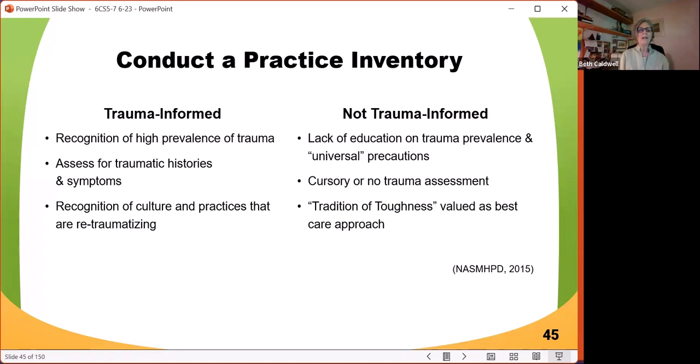And then this bottom one under trauma-informed care, what's trauma-informed? Their recognition of culture and practices that are re-traumatizing. And that's the inventory we want you to take.